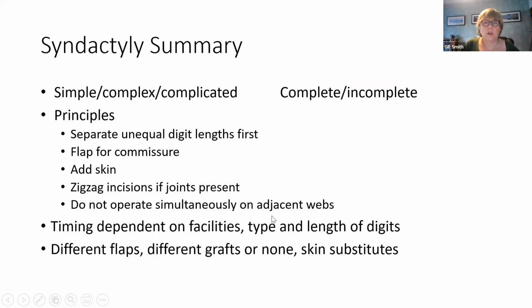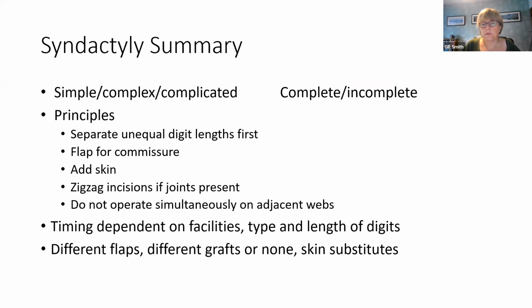So this is a summary. Think about what sort of type of syndactyly we've got. Simple, complex, or complicated. Complicated being when you've got syndromic, complete or incomplete. We've talked in principles about some of the things that we would and would not do. And the timing is going to depend on a number of features. And then there's all different ways to do it.